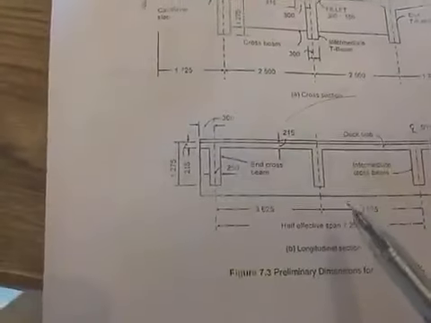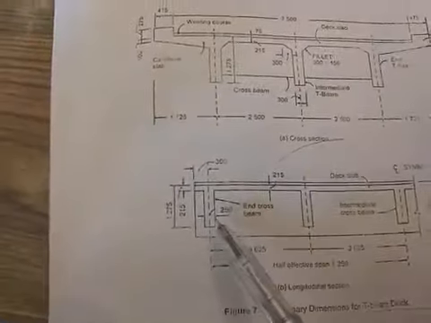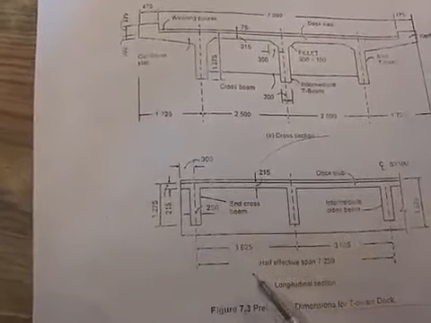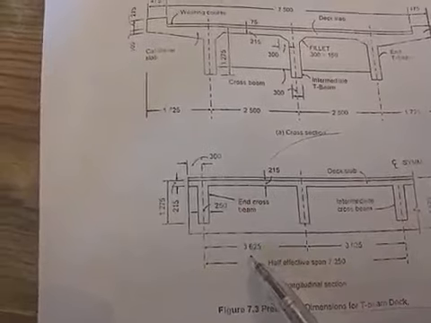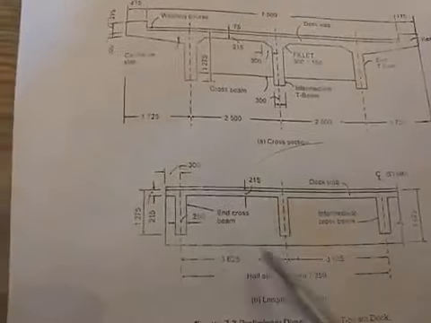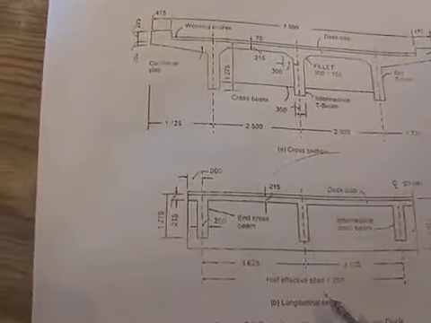If you go to the longitudinal section, you will see that for this 14.5 meter span, we will have 5 cross beams equally placed at 3.625 meters each. 1, 2, 3, 4 and 5. This is the half effective span shown to you. So this is the longitudinal section.